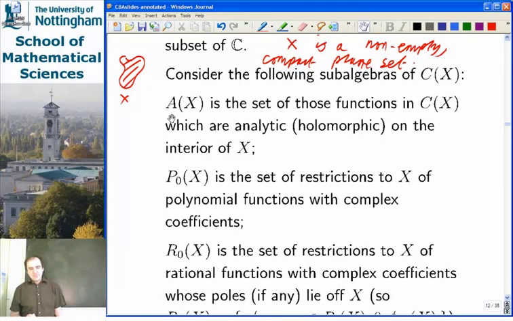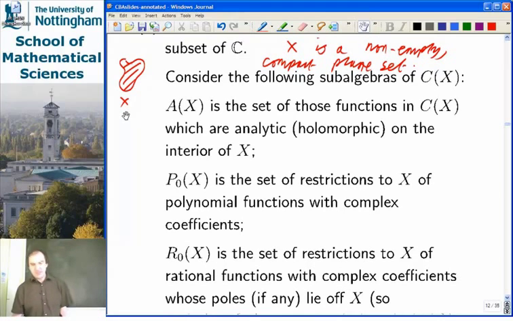A of x is those continuous functions which are analytic, also known as holomorphic, on the interior of x. So you need to know a little bit of complex analysis to understand that. If you haven't come across analytic functions, holomorphic functions, then you might need to look that up just to be secure on it.